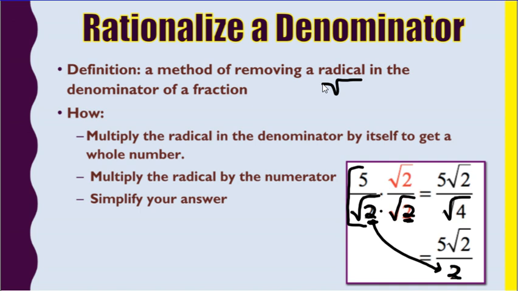And then whatever you do in the denominator, you must also do in the numerator. And this 5 times the square root of 2 is just 5 square root of 2. So again, multiply the radical in the denominator by itself to get a whole number, and multiply the radical by the numerator, and then simplify your answer.